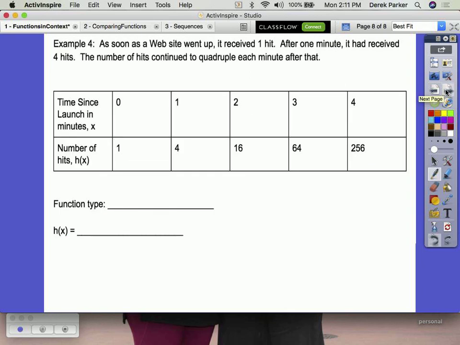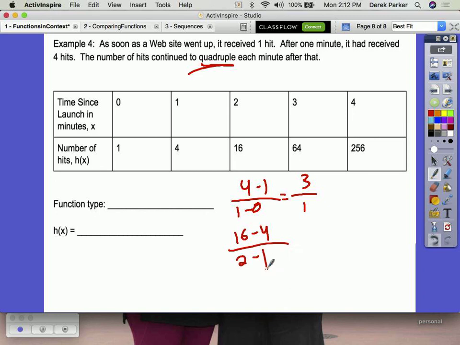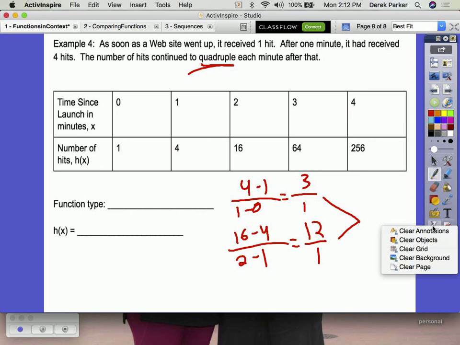In our last example, as soon as a website went up, it received 1 hit. After 1 minute, it received 4 hits. The number of hits continued to quadruple each minute after that. This right here should tell you if it's linear or exponential. Now, let's see if it's linear. 4 minus 1 divided by 1 minus 0, I get 3 over 1. 16 minus 4 divided by 2 minus 1, I get 12 over 1. That right there tells me it's not linear.